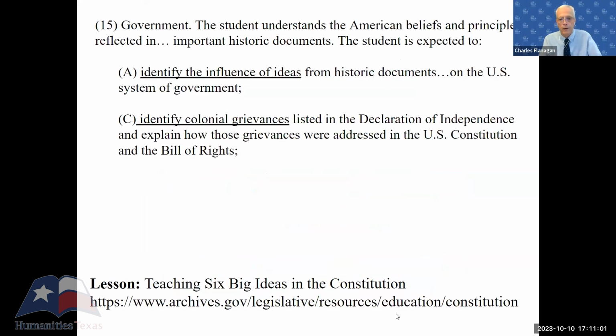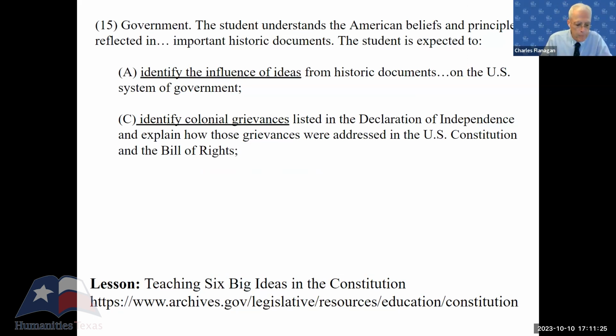So in number 15, under government, they specify that the student understands American beliefs and principles, I should say, reflected in important historic documents. The student is expected to identify the influence from historic documents on the U.S. system of government. I'm going to help you do that with reference to the Bill of Rights.